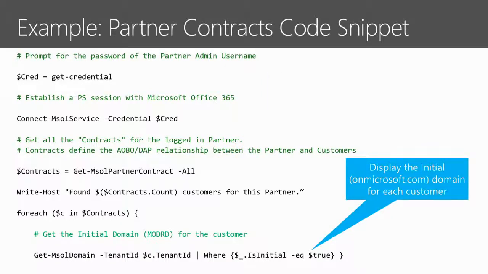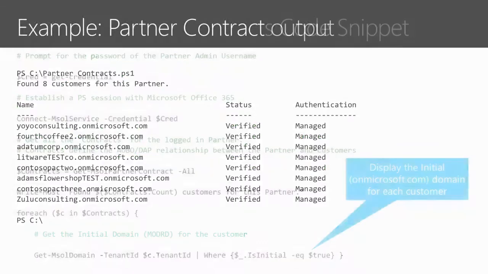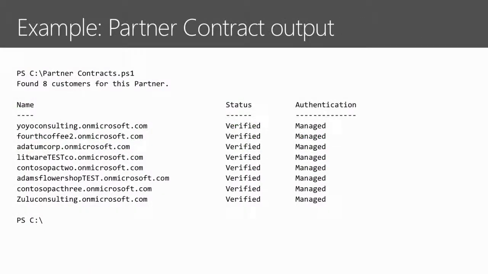Now, for each of those contracts that I have, let me do something interesting. In this example, I'm just going to be pulling up what is their initial domain. When I get those contracts back, I know who they are by what we call their tenant ID. It's one of those long GUID numbers. But I want to reference them sometimes by their domain. So here I'm going to pull out and actually display their initial onmicrosoft.com domain. So here's an example of the output of this.